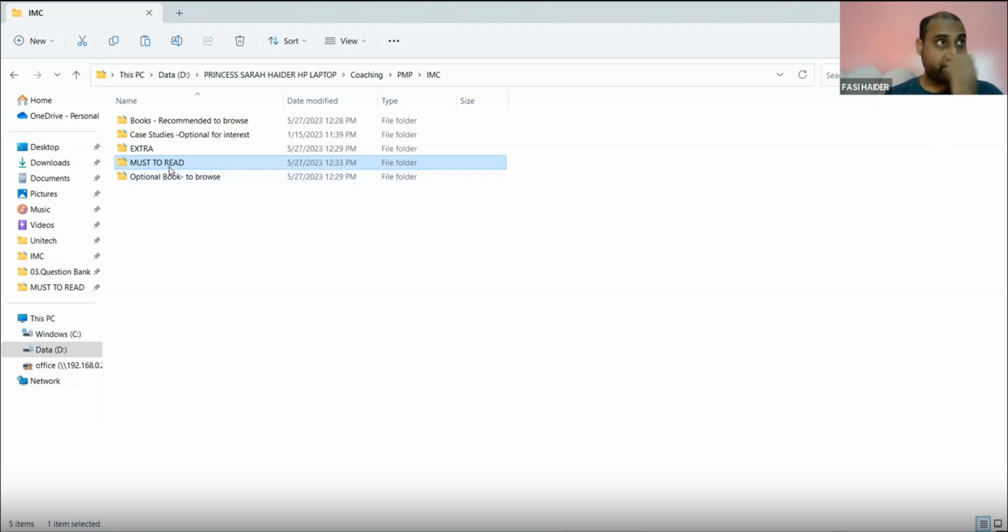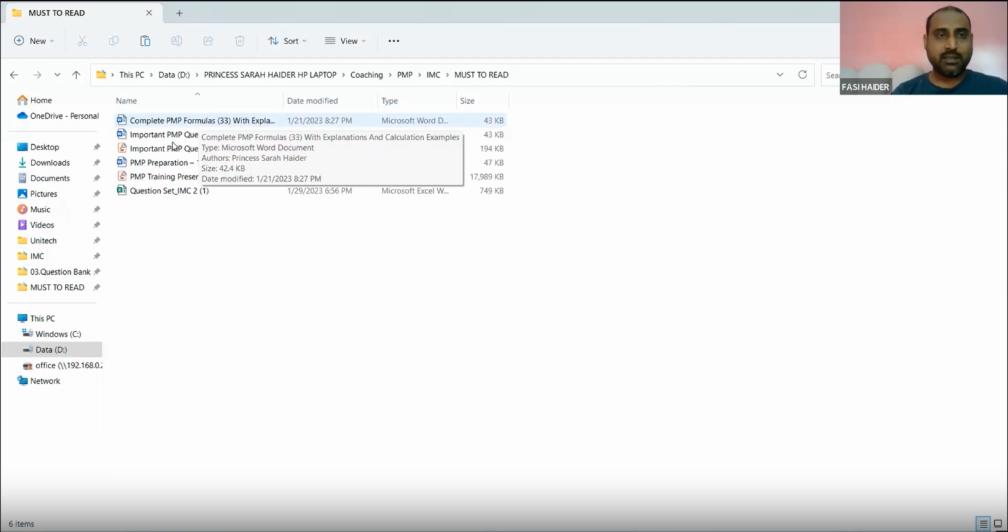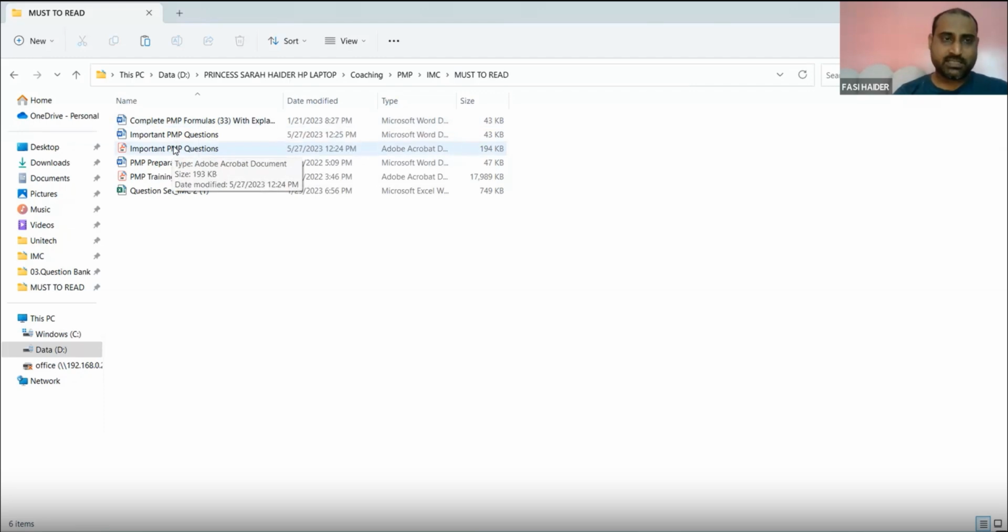Before I explain to you, I will go back and explain. It is a must to read. This is the complete PMP formula with 33 explanations and calculation examples. Important PMP questions. It is actually both the same. One is a Word file and one is a PDF file. I have put both, because sometimes the Word file gets corrupted, so I put the PDF file.